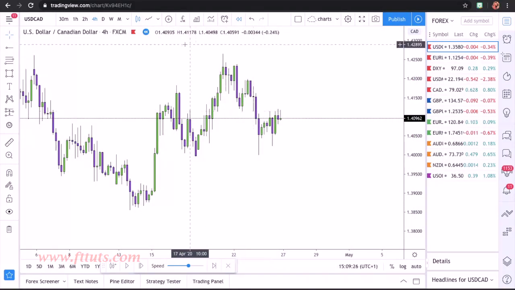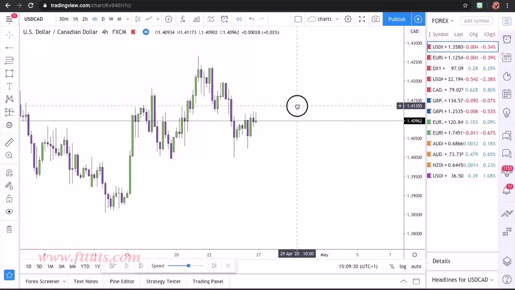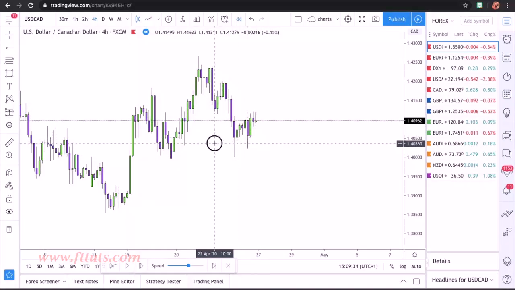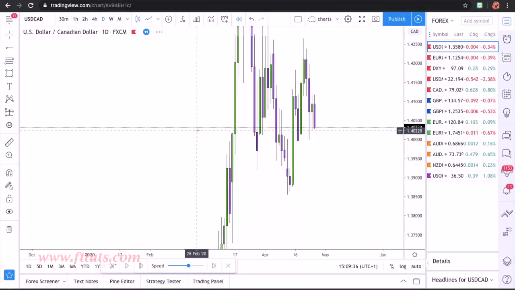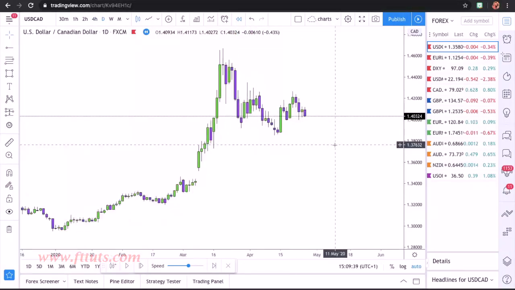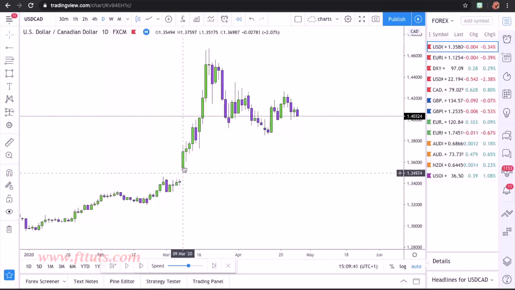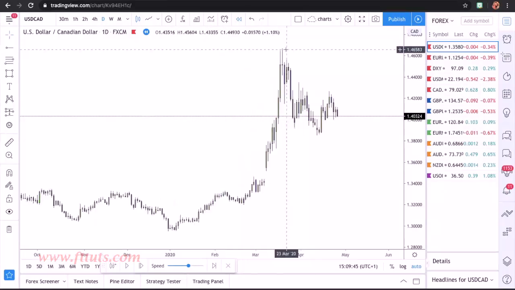Hey guys, so in this video I am going to do a chart review on USDCAD. So looking at the 4-hour, we can see that a head and shoulders pattern is forming. So let's just take a look on the daily quickly. So what we have here is a massive impulse, and then we have a doji, and the market is exhausting.